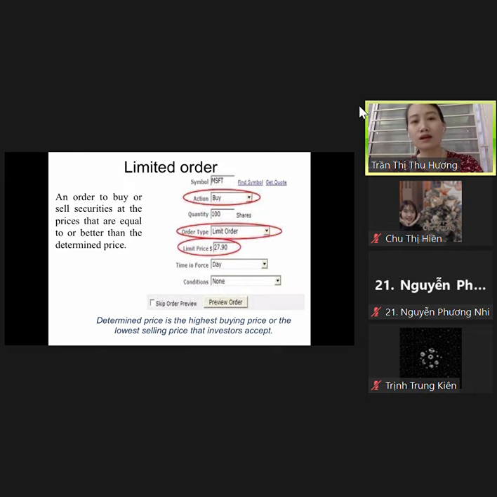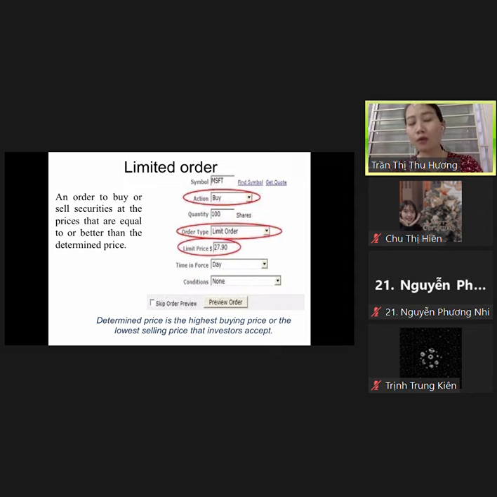When you place a selling limited order, you give a price. So you agree to sell at this price or higher than this price. So it is a limited order and it is a determined price. Now remember, a limited order is the only type of order where the investor gives the price when they place the order.